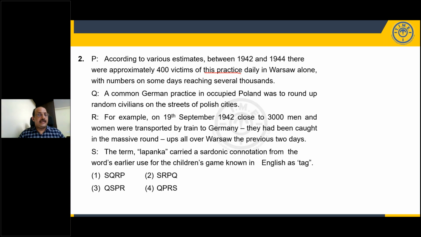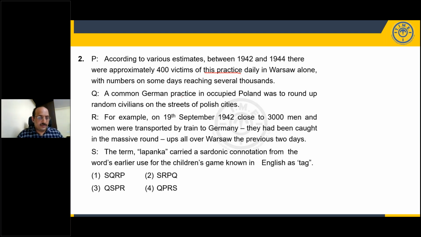A common German practice in occupied Poland was to round up random civilians in the streets of Polish cities. Polish cities are basically cities within Poland. So this basically defines the practice that I spoke about in line number P. So the common German practice was to round up random civilians on the streets. I think we're talking about the period when the Nazis under Hitler occupied Poland, and they were basically rounding up or gathering random civilians on the street.